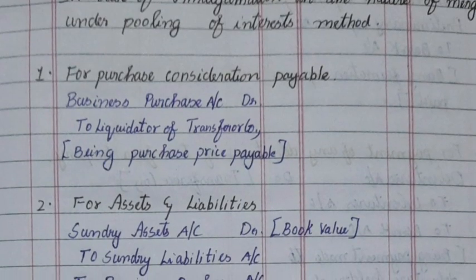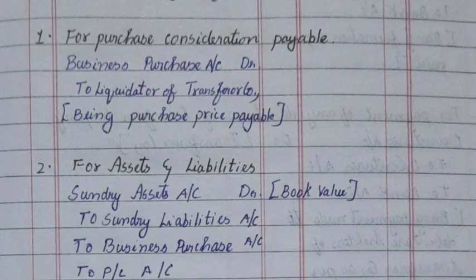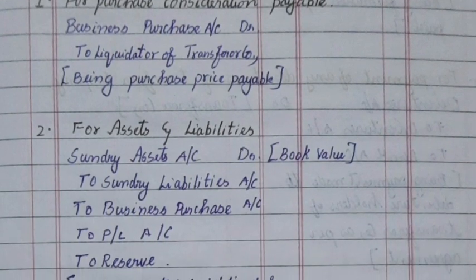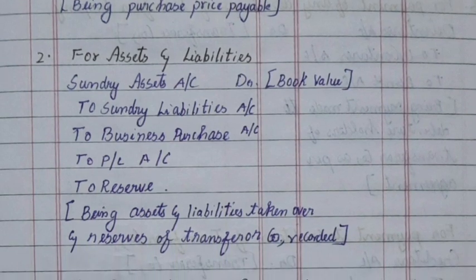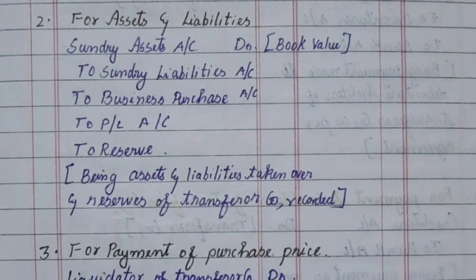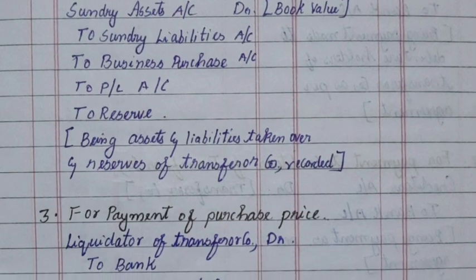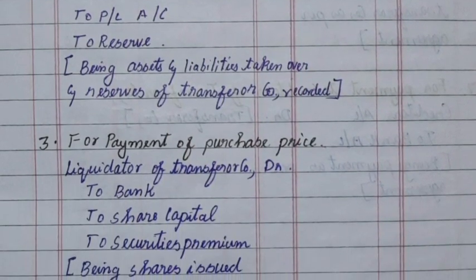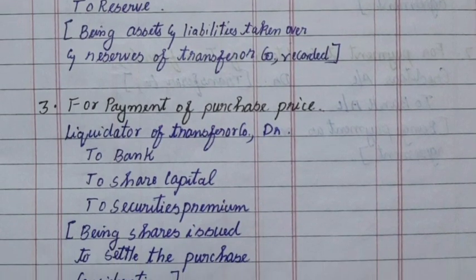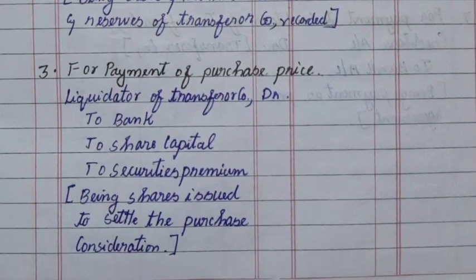in this video we are going to see about the journal entries of purchasing company in case of amalgamation. For purchase consideration payable, business purchase account debit to liquidator of transfer company, and for taking over of assets and liabilities, sundry assets account debit to sundry liabilities, to business purchase, to P&L account, to reserve account. For payment of purchase price, liquidator of transfer company account debit to bank account, to share capital account, to securities premium account.